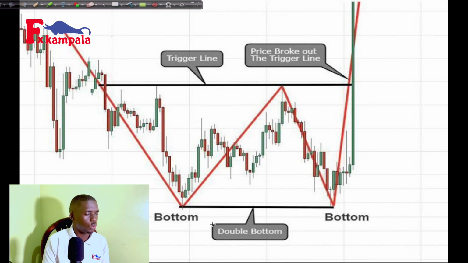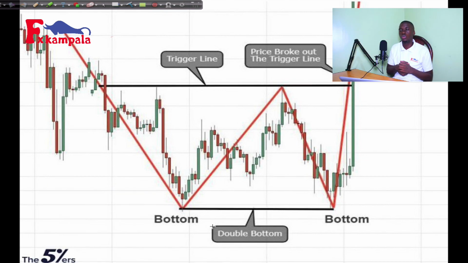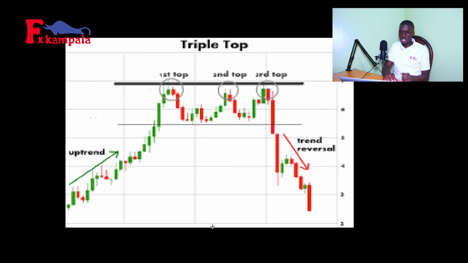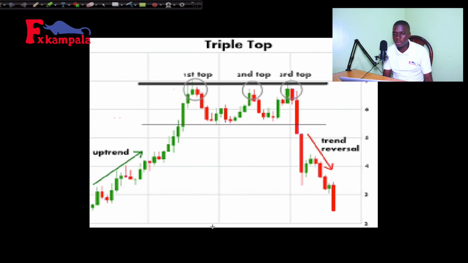And then lastly, let's look at the last most powerful reversal pattern when it comes to technical analysis of financial markets. This one is called the triple top. The reason why we call it the triple top is because this is head 1, head 2, head 3. So it has 3 tops.